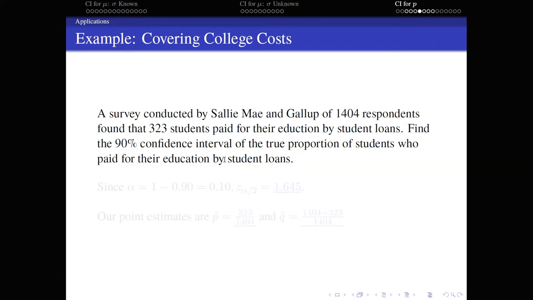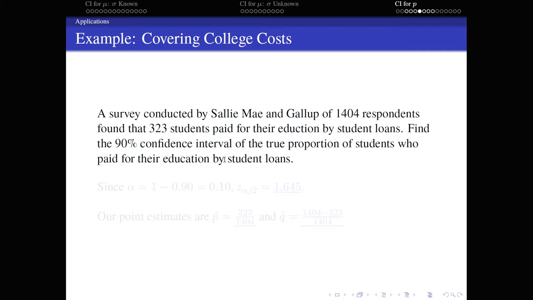All right, for example, we have a survey. We're interviewing 1,404 respondents, and we find that 323 students paid for their education via student loans. And we're asking you to calculate a 90% confidence interval. Feel free to go on and try this on your own, actually. So go on and pause. Give this one a shot using the previous formula. See how you do.